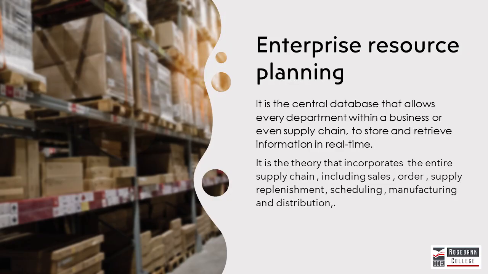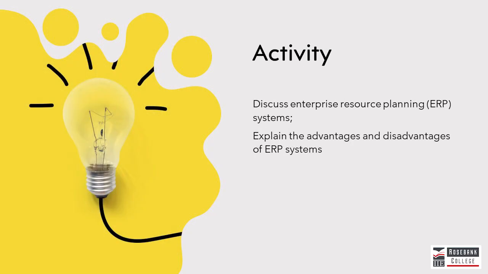ERP is the central database that allows every department within a business or even supply chain to store and retrieve information in real time. It is the theory that incorporates the entire supply chain, including sales, order, supply replenishment, scheduling, manufacturing, and distribution. As with many systems, ERP has some advantages and disadvantages that are mentioned in the textbook. This learning unit's activity requires one to discuss enterprise resource planning systems and to explain the advantages and disadvantages of enterprise resource planning systems.